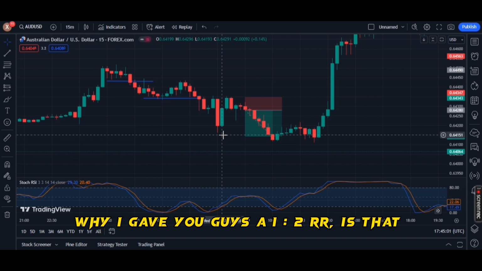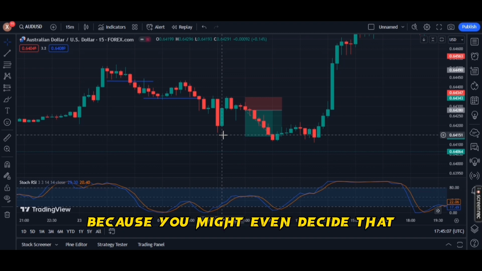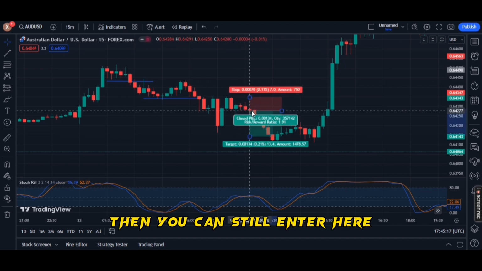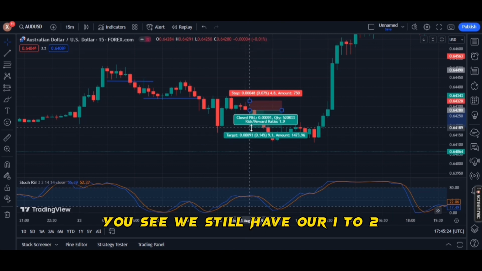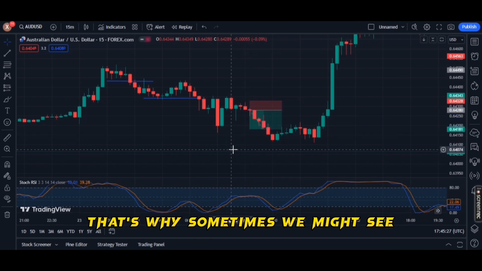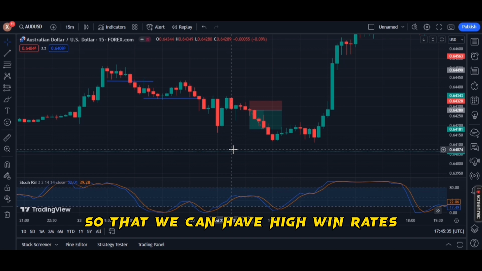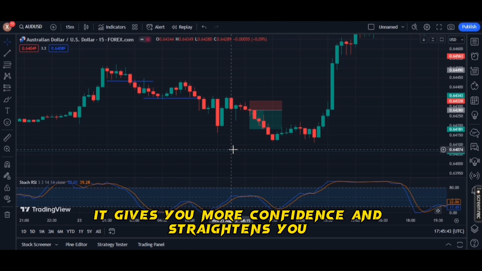Let me tell you guys a secret. Why I gave you a 1 to 2 risk reward is that I want us to have a high win rate. You might decide, okay, I'm not entering on this candle, I want to wait and see if it's still in a downtrend. You can still enter here if you wanted to wait, then your stop loss will be shifted to this area. See, we still have our 1 to 2. That's why sometimes a trade might give us 1 to 4, 1 to 5, 1 to 6. I give this risk reward so that we can have a high win rate, because that helps your psychology, gives your trading account more confidence and strengthens you.